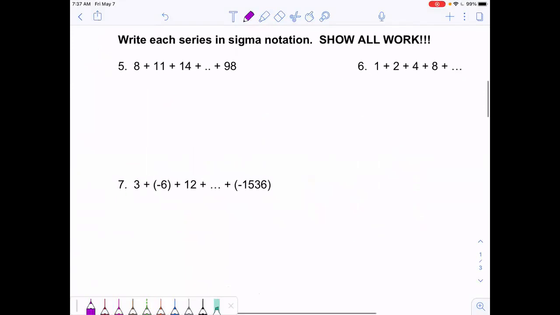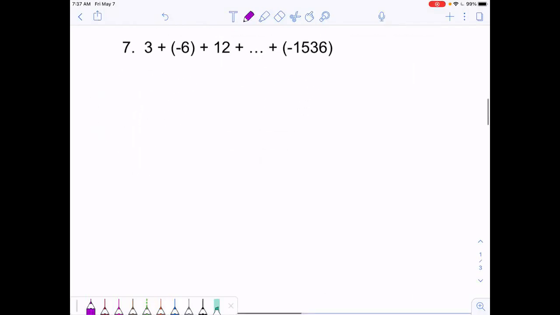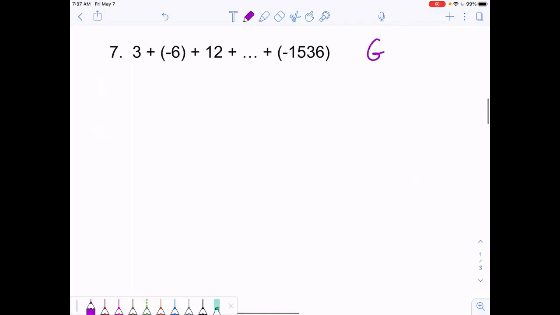So number 7 says write the series in sigma notation, and then it of course says show work. We have 3, -6, 12, and then it goes all the way to -1536. So first question, Lacey, is this arithmetic or geometric to go from 3 to -6 to 12? Yeah, this one's geometric.